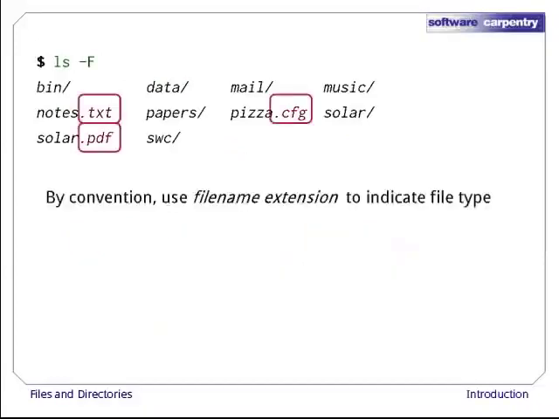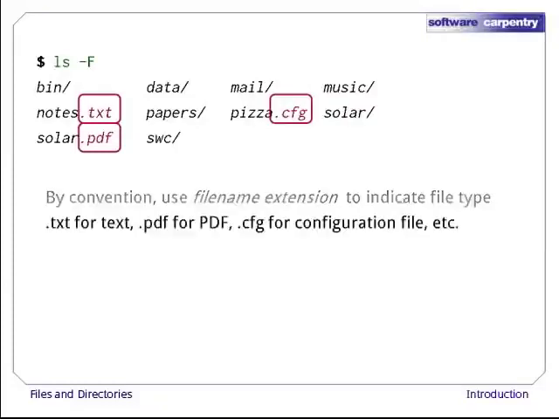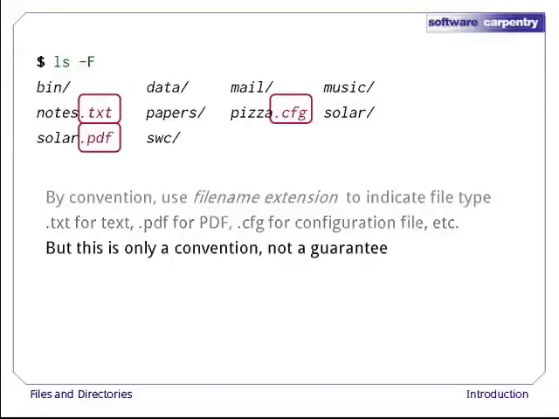You may have noticed that the files' names are all something.something. By convention, the second part, called the file name extension, indicates what type of data the file holds. .txt signals a plain text file, .pdf indicates a PDF document, .cfg is a configuration file full of parameters for some program or other, and so on. However, this is only a convention and not a guarantee. Files contain bytes, nothing more. It's up to us and our programs to interpret those bytes according to the rules for PDF documents, images, and so on.